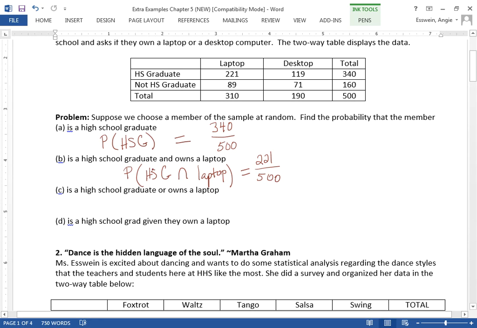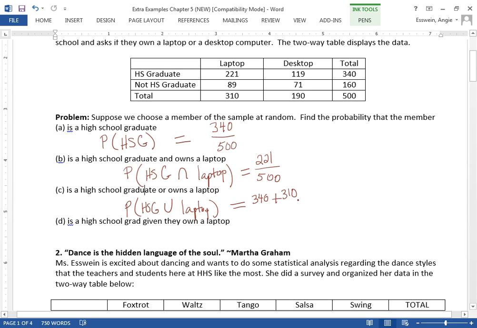so good. And then now we're going to do or. So this is going to get a little bit trickier. High school graduate or. So we're going to use U for union for or. A laptop. And so we want to find all the people that have one or the other or both. So high school graduate, you look here and there's 340, right? There's 340 total high school graduates. And then we can add the people that have the laptop. We just look in this column, it's 310.